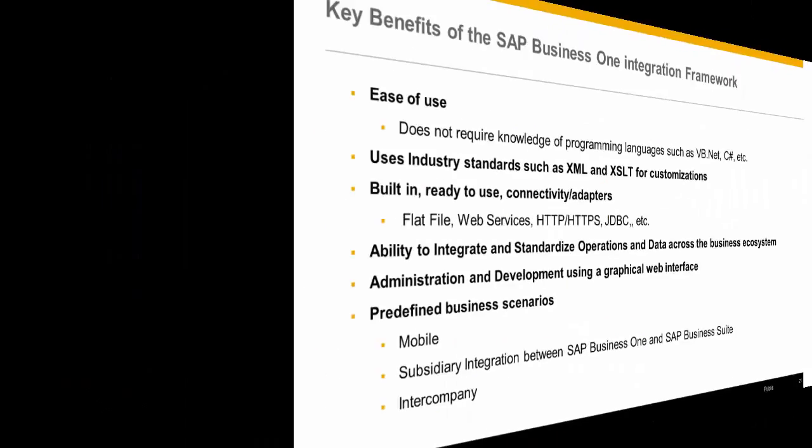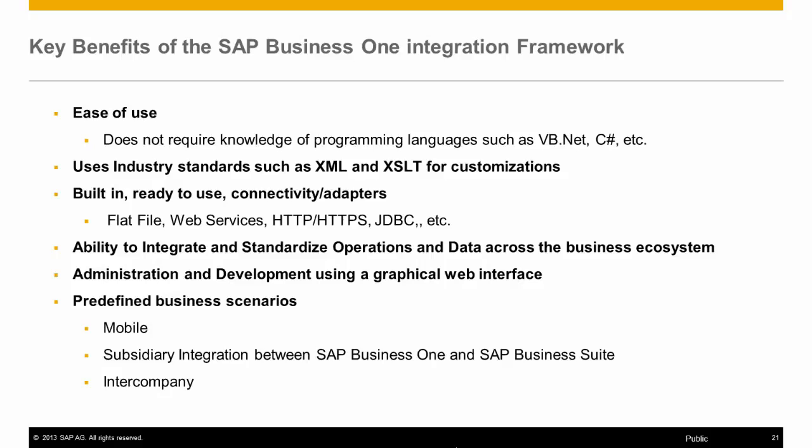integration framework. The key benefits of the SAP Business One integration framework are its ease of use, where we do not require knowledge of programming languages such as VB.NET, C#, Java, etc. We use industry standards such as XML and XSLT for customizations. We have built-in ready-to-use connectivity types such as flat file, web services, HTTP, and so forth. The ability to integrate and standardize operations and data across the business ecosystem, administration and development using a graphical web interface, and predefined out-of-the-box business scenarios such as mobile, subsidiary integration between SAP Business One and SAP Business Suite, and intercompany transaction processing.